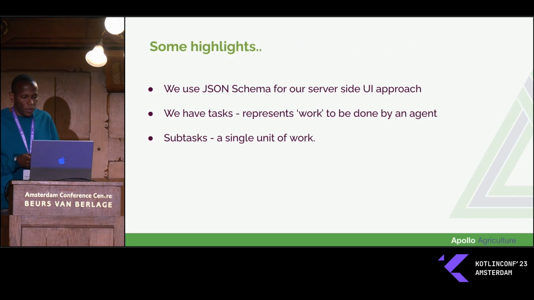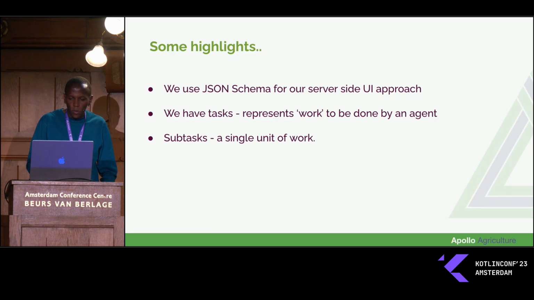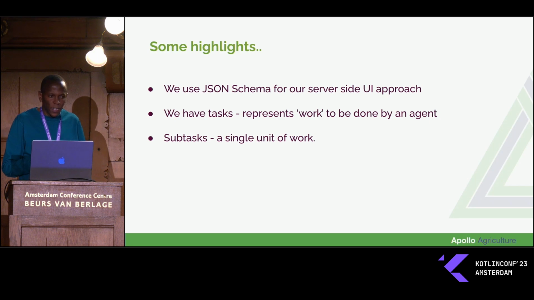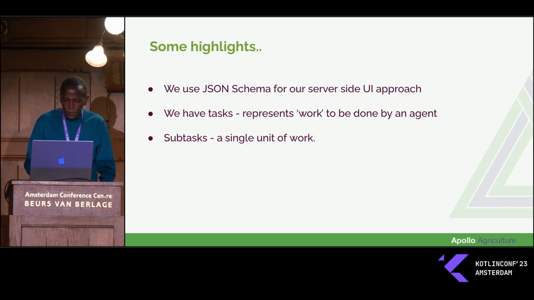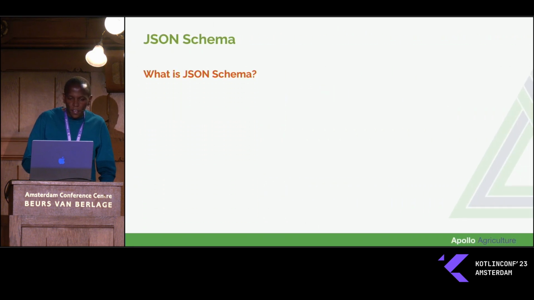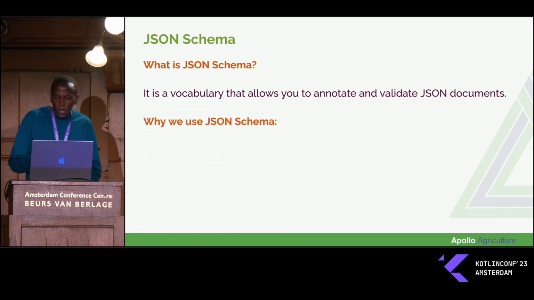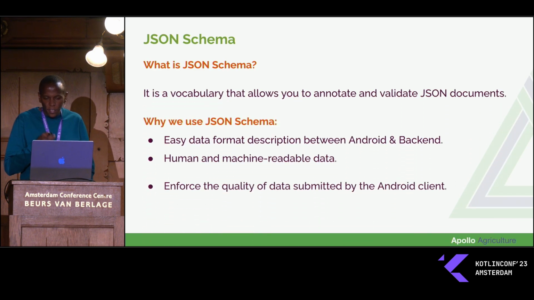I'm going to explain in a minute how we use JsonSchema and what JsonSchema means for us. We have tasks, which represent work to be done by an agent, and we also have subtasks, which are a single unit of work. JsonSchema is a vocabulary that allows us to annotate and validate JSON documents.